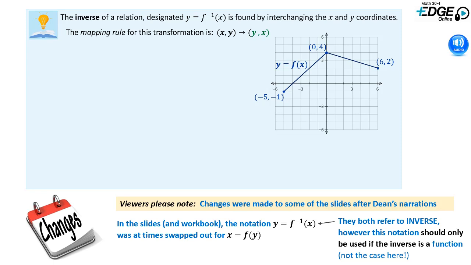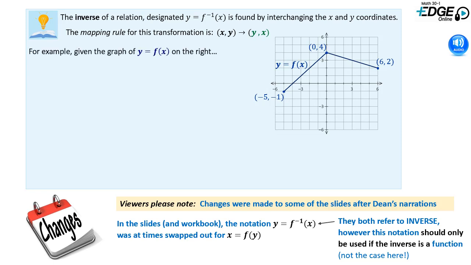The inverse of a relation is represented by y equals f to the negative 1 of x. It's important to note that this notation is slightly different than when we think of an exponent law with a negative 1. This does not correspond to 1 over f of x, the same way that x to the negative 1 would correspond to 1 over x. This is a specific notation that represents the interchanging of x and y, represented as the mapping rule of x, y becoming y, x. I repeat one more time, y equals f to the negative 1 of x is not the same as y equals 1 over f of x, which is the reciprocal function.